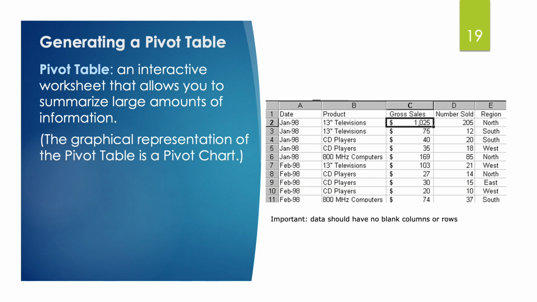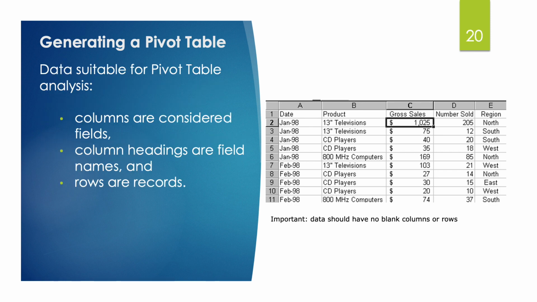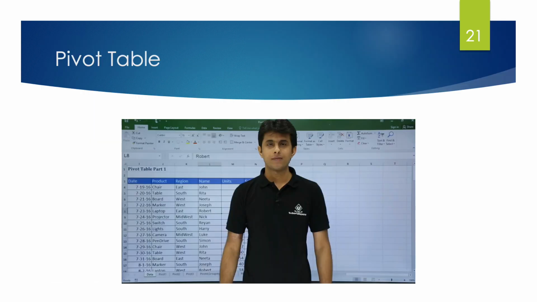The next part is on pivot tables. A pivot table is an interactive worksheet that allows you to summarize large amounts of information. The graphical representation of the pivot table is called a pivot chart. Data suitable for pivot table analysis has columns considered as fields, column headings as field names, and the rows as the records. In this video, it goes through an example of data, and from that data, how to create the pivot table.